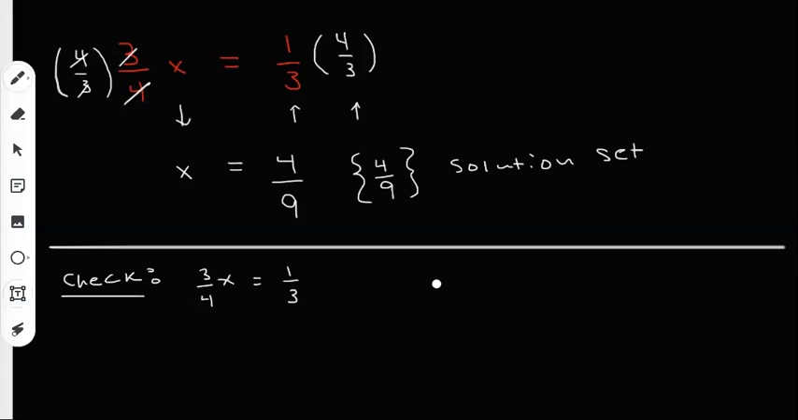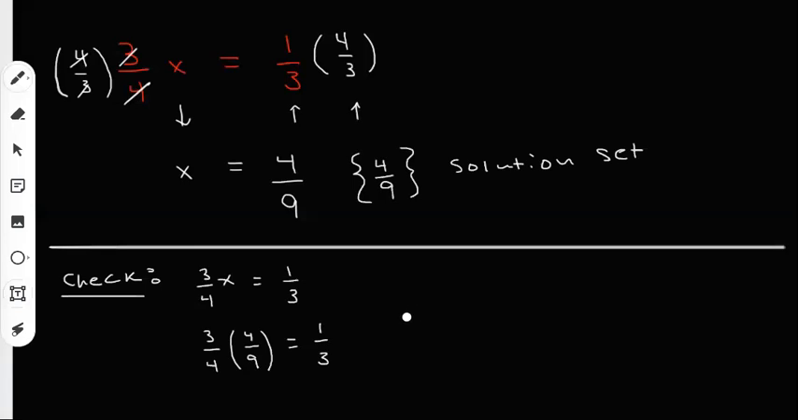Okay, so I start off with my original equation, and I take my solution, which was 4/9, and I want to plug that in for x, but I'm going to keep everything else the same. So the 3/4 down here is going to stay the same. I'm going to be multiplying by 4/9 in parentheses. And then on the right side, I should still have 1/3 when I get done with everything.